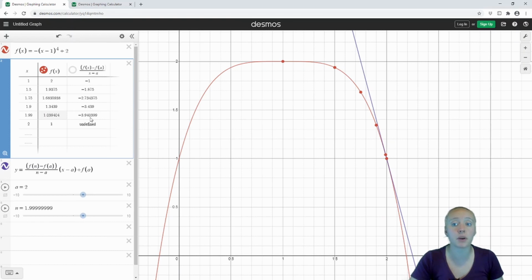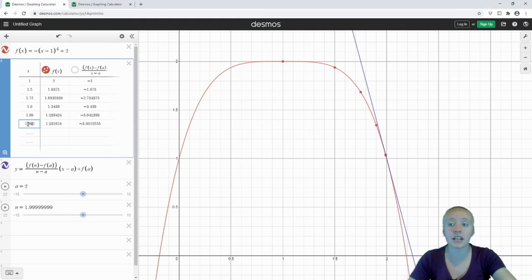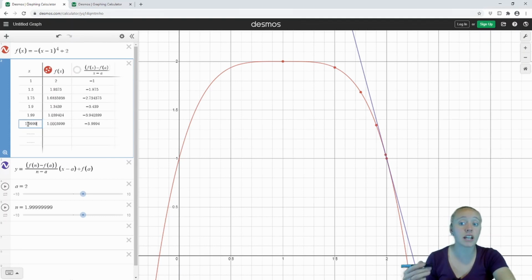So if I look at my table, my next value when I did 1.99, I got a slope of roughly negative 3.94. And remember, I can't plug in 2 because I cannot divide by 0, and 2 minus 2 would give me 0. So if I did 1.999, that's negative 3.994. If I threw in another 9 in the next decimal place, that's negative 3.9994. We're getting closer and closer to what value? Closer and closer to negative 4 for our slope.